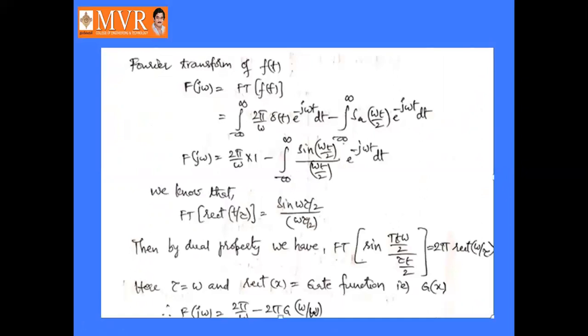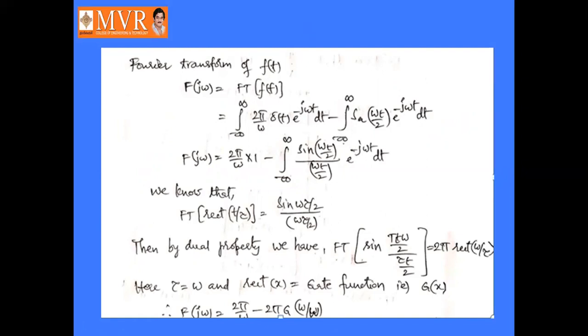Now we'll take the Fourier transform of f of t. The Fourier transform of f of t is nothing but F of j omega. That is integral minus infinity to infinity of f of t is 2 pi by omega into delta of t into e power minus j omega t dt, minus integral minus infinity to infinity sa into omega t by 2 into e power minus j omega t dt. We already know the formula for the Fourier transform: integral minus infinity to infinity f of t into e power minus j omega t dt, right?